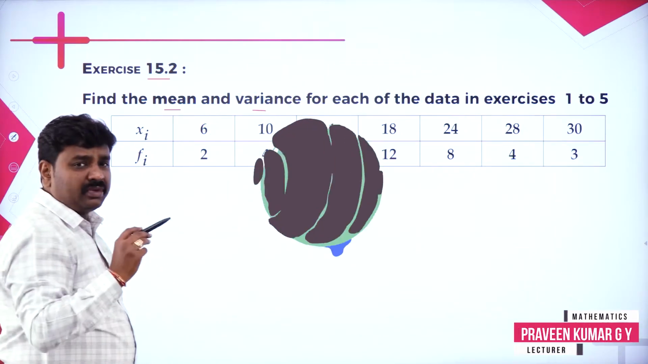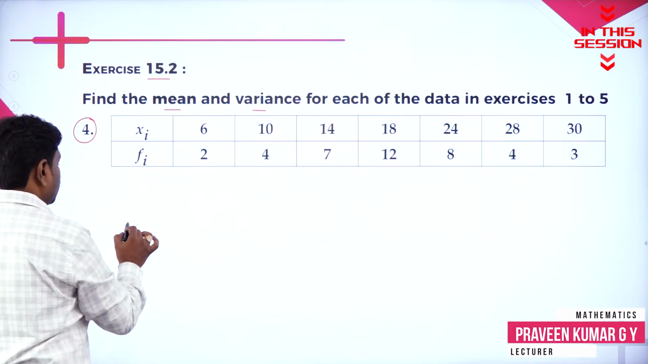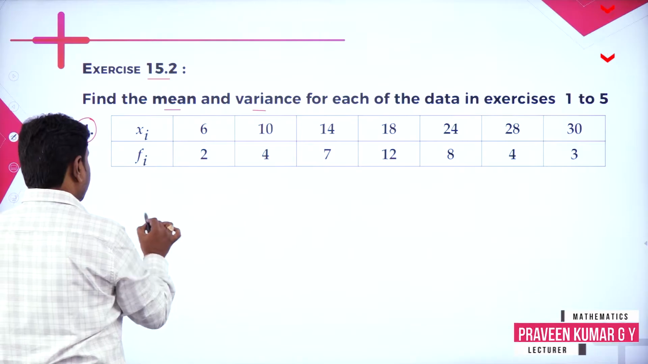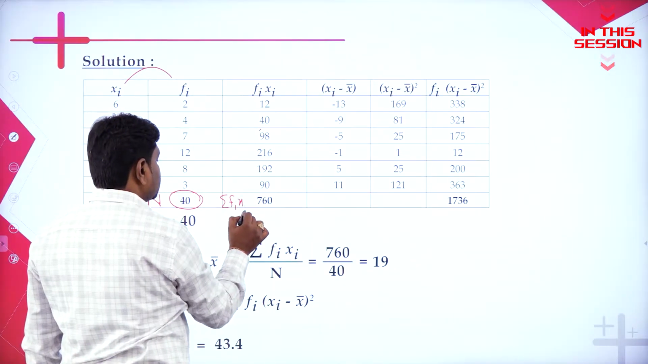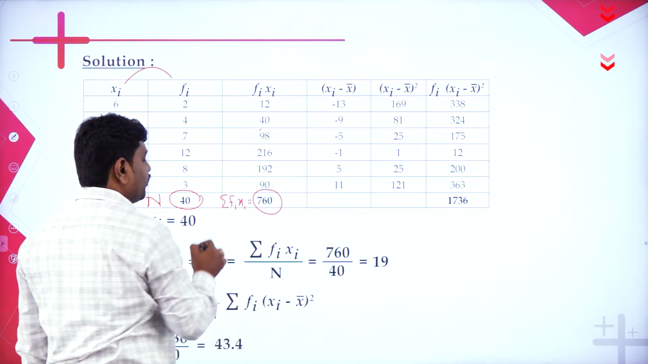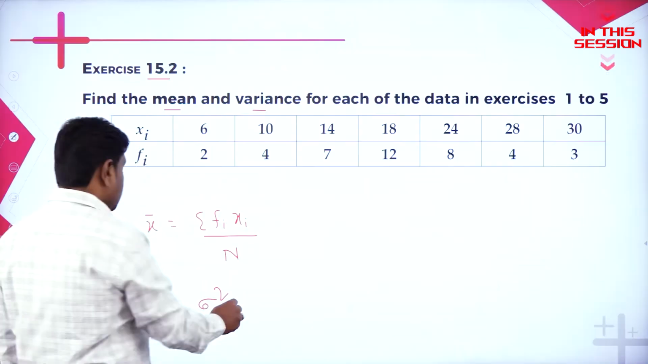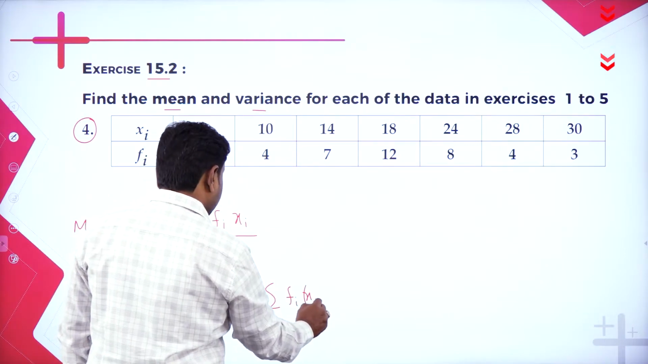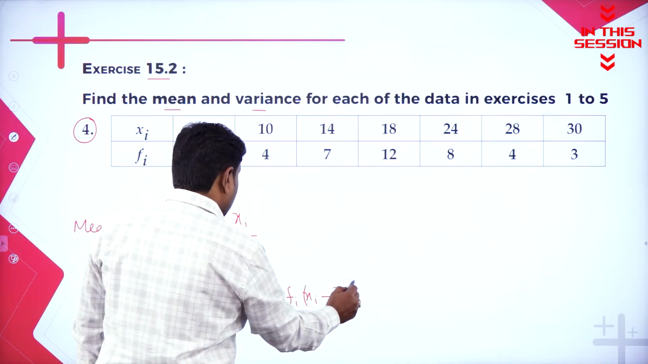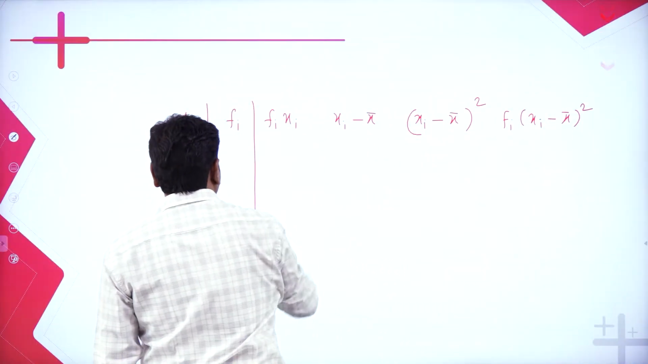So if you want to find the mean of group data, first you should be thorough with the formula for mean. What is the formula for mean for group data? When you add, we call it sigma fi xi. This is the value of sigma fi xi. Sigma fi xi is 760. Sigma square is equal to sigma fi into (xi minus x bar) the whole square by n. So this table's column entries are made depending on the formula.